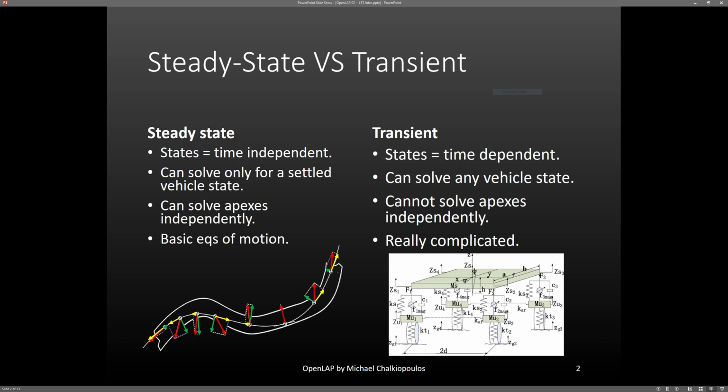Transient, on the other hand, means the vehicle states are time dependent. So you need to know what happened in the past to be able to know what is happening now and what will happen in the future.